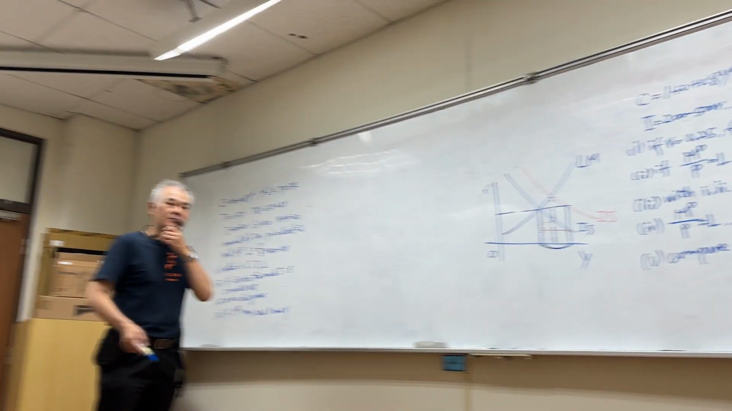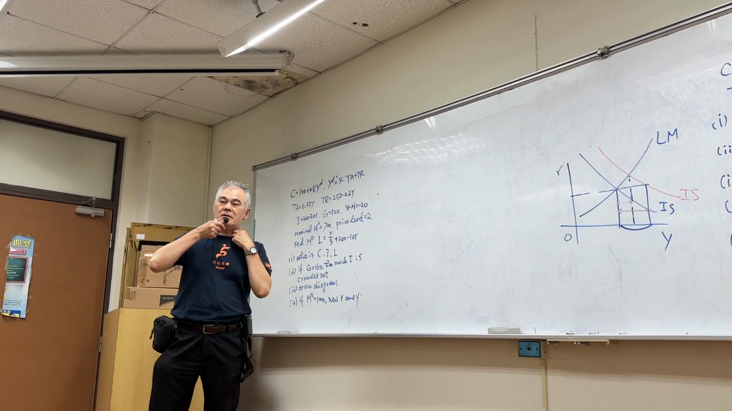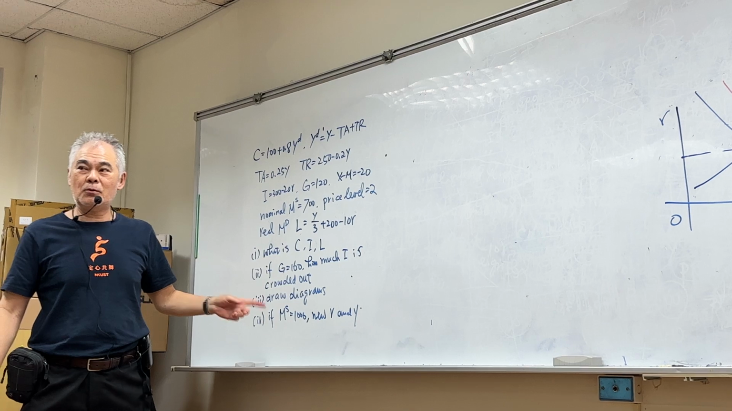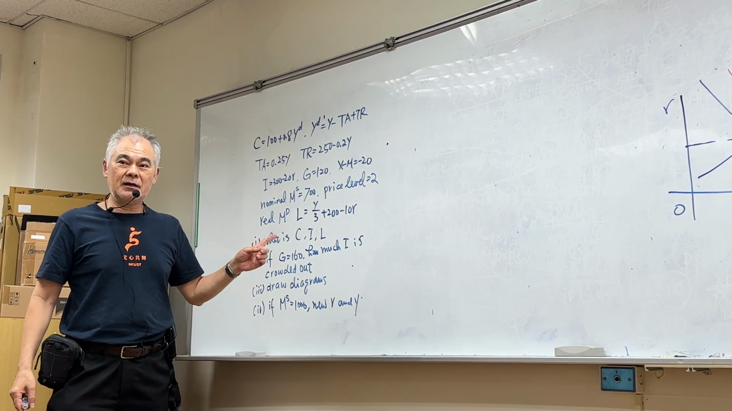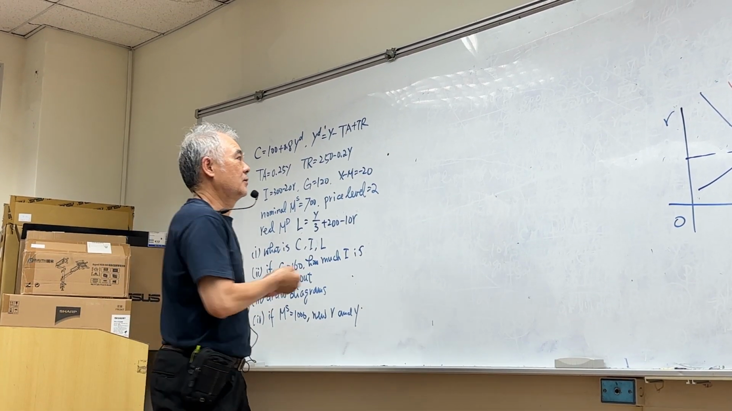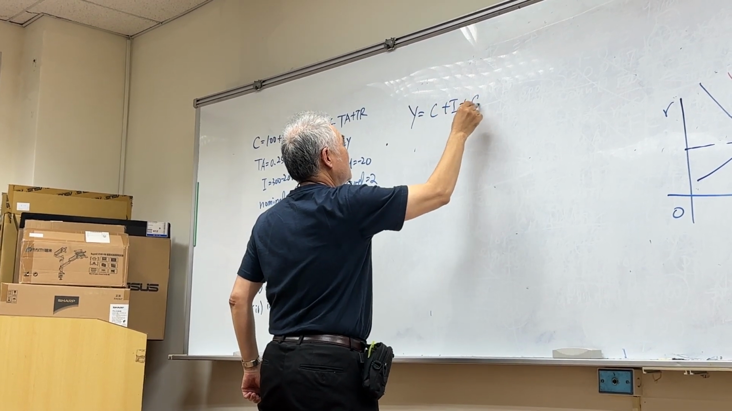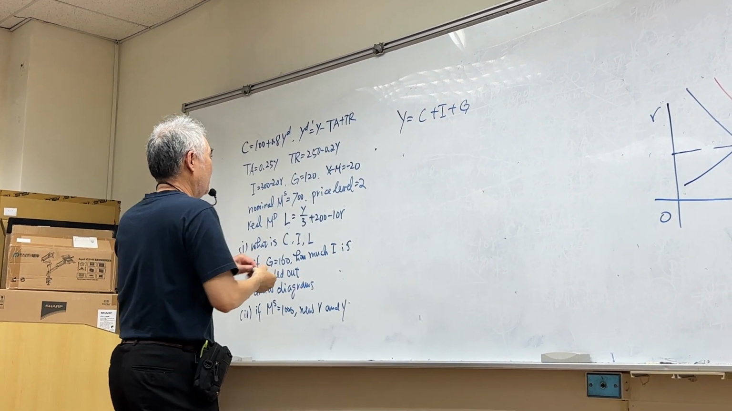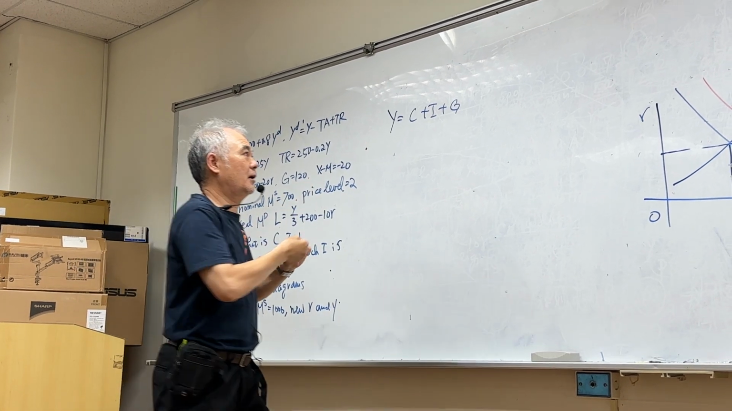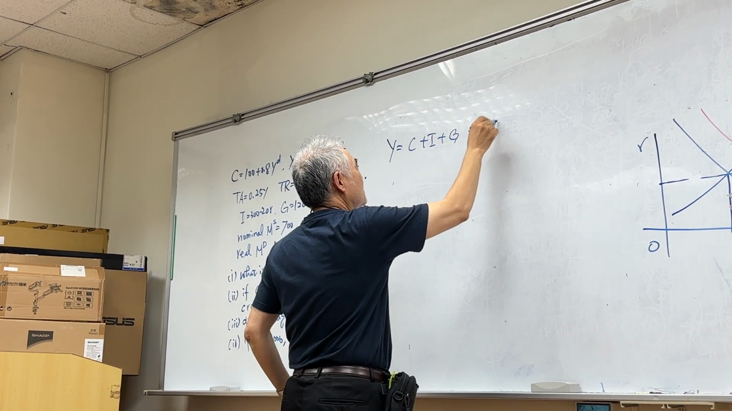Okay, let's get started. So the first point is to get what? To get the IS curve. Okay, how to get the IS curve? So y is equal to c plus I plus g. And here, because we have x minus m, so we have to have plus x minus m.